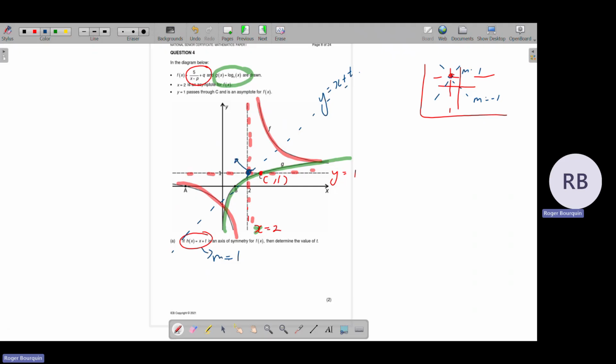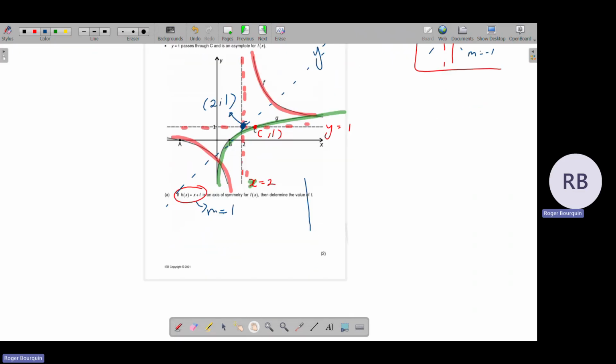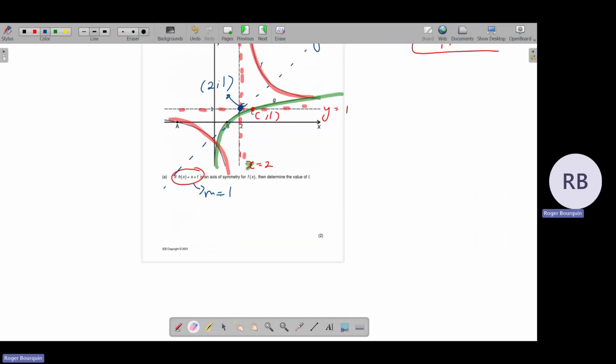So what is this point over here? What are the coordinates of that point? X is 2 and y is 1. So it goes through the point 2, 1 and it's got a gradient of 1. The question is really saying to you, go find the equation of this thing over here. So we know that for h, y is equal to x plus t. To solve for t, what we're simply going to do is sub in a point that it goes through. So I'm going to sub in 2, 1, and I get 1 is equal to 2 plus t. So -1 is equal to t. And that's the question answer.